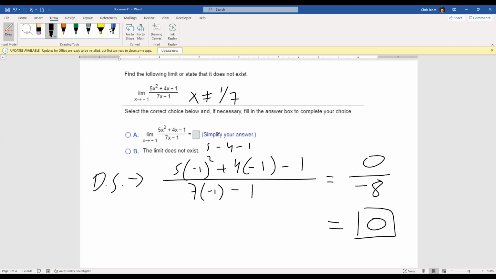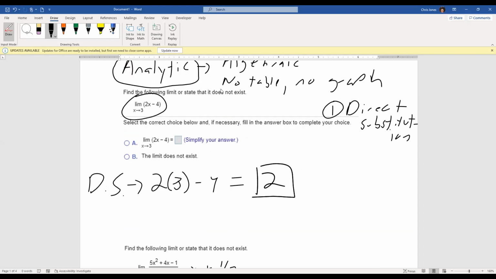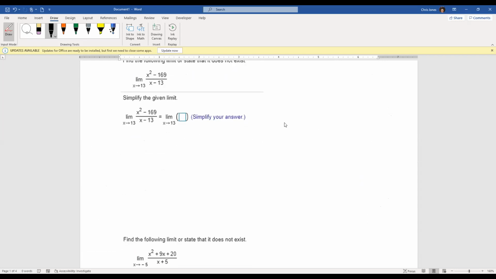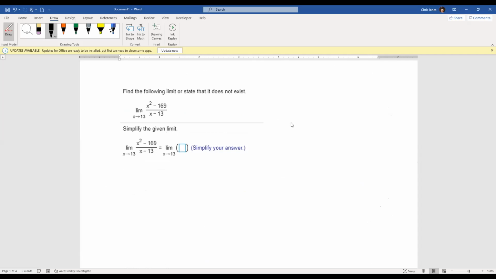When you do these types of problems, the first step you always want to try is direct substitution. If it works, you're done. If it doesn't work, you've only wasted maybe a minute or two of your life. Now, what if direct substitution is not possible? Let's take a look at a couple other examples.